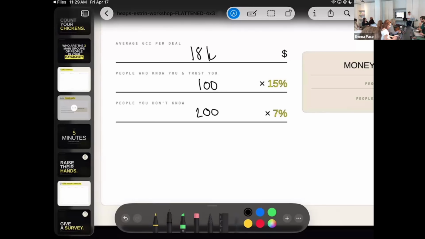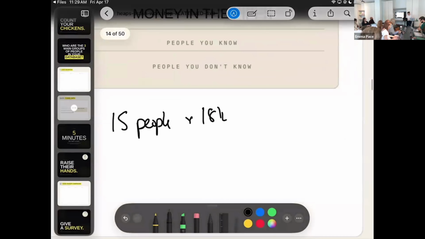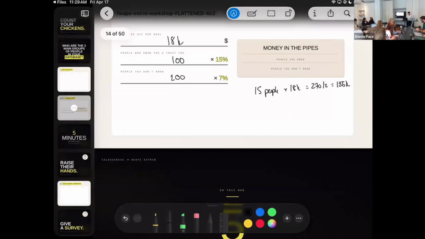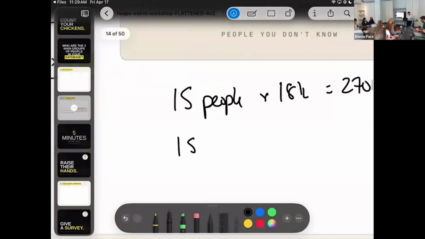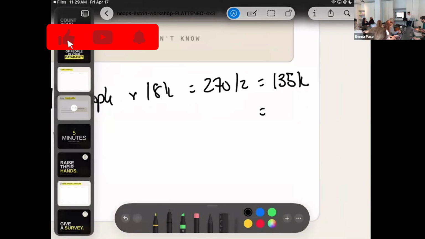So we're going to do 18K. You have 15 people, obviously, at 18K. That's 270K divided by 2, about 135K with the people that already know you. Then on the flip side, we had about 200. That's the same, so another 15 people. Keep it simple. So 135 times 2, you have about 270K for this year that already exists in there.